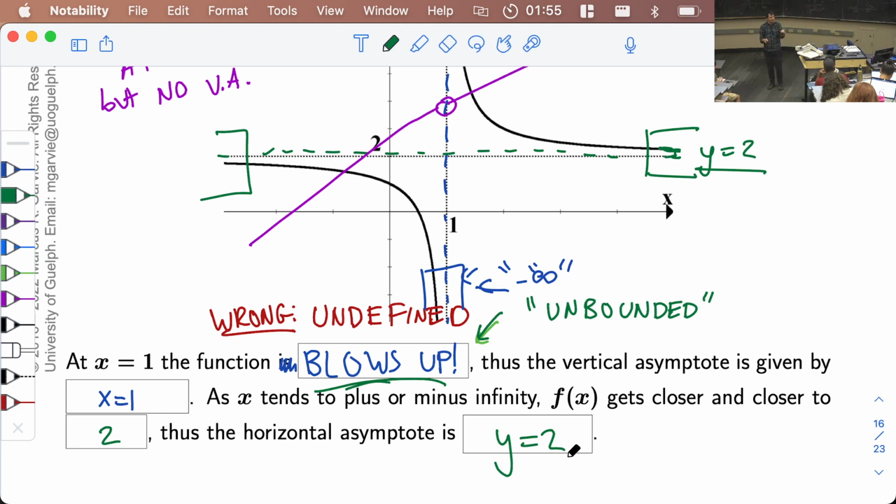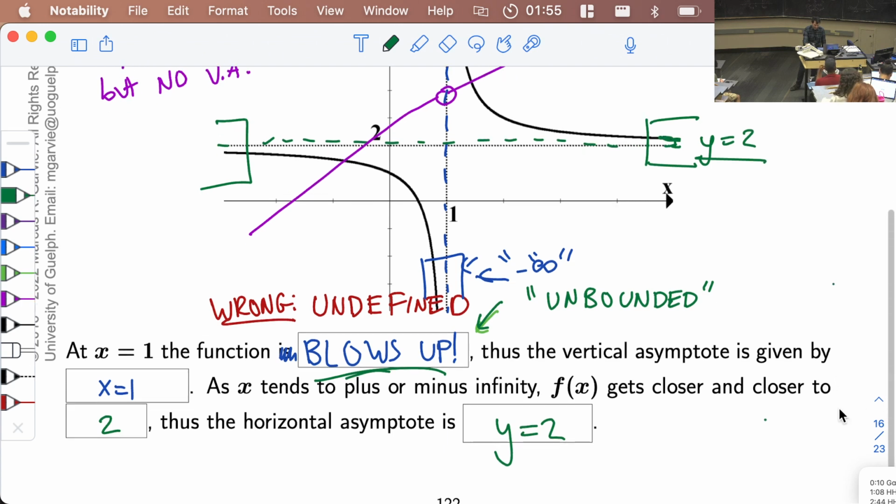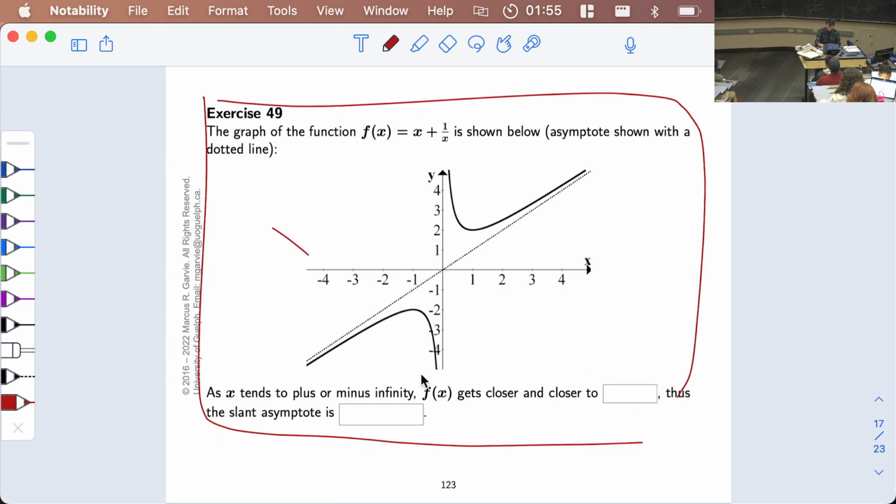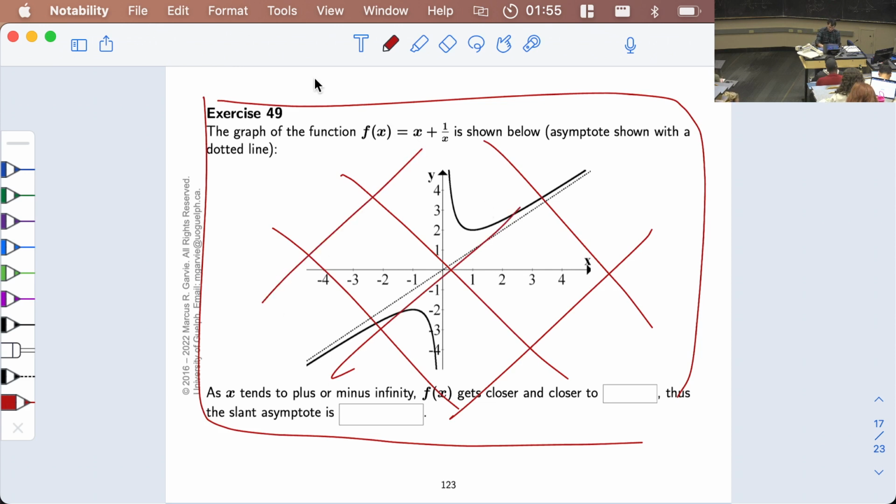Okay. So horizontal and vertical asymptotes, that's what we're going to be doing in this course. The next page over here, we're skipping this one. So this one is another banished one. This is a slant asymptote. So we're going to skip this one. Banished.